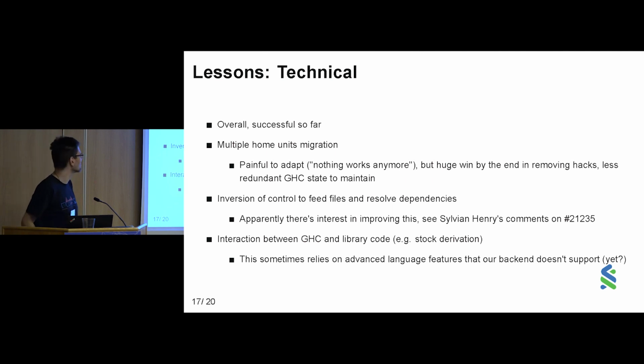So that's cool. The inversion of control to feed files and resolve dependencies, like I mentioned, I found out that there are some other GHC developers who are interested in this. It's hard to get a good grasp on what exactly the general solution to this would be, but I would love to talk to people who are interested in this.